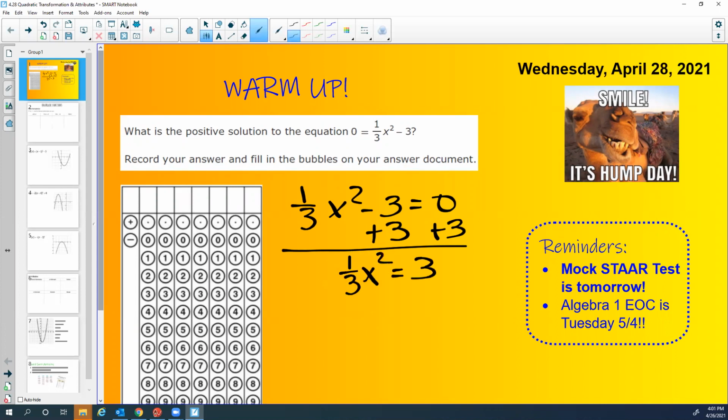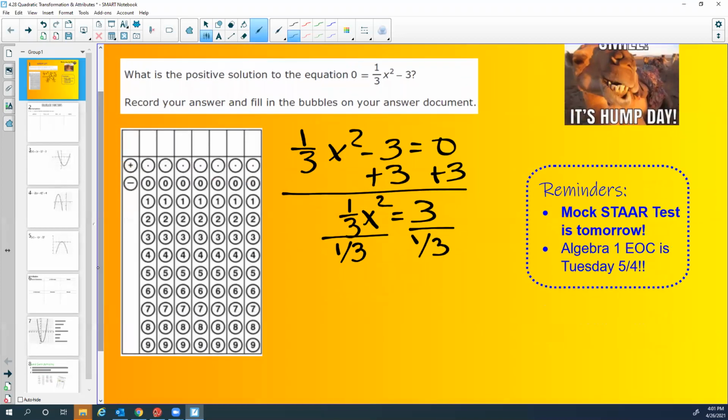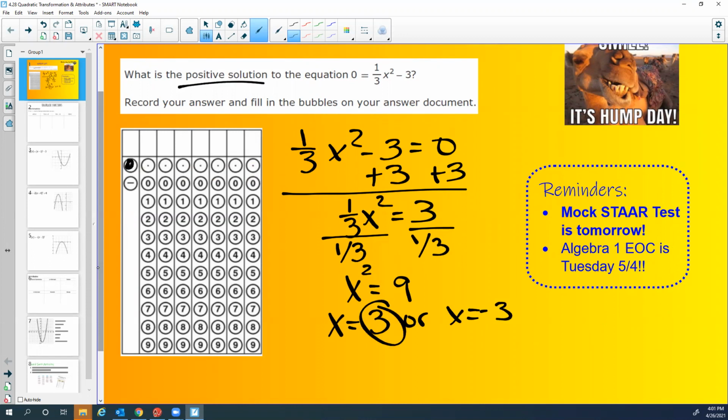Now, could you graph this? Yes. You could graph this and then find the zeros using your graph, and that is an easy technique to be able to get this answer. But you can also do it like this and get your two answers as well. They want the positive solution, that's why our answer is going to be +3.